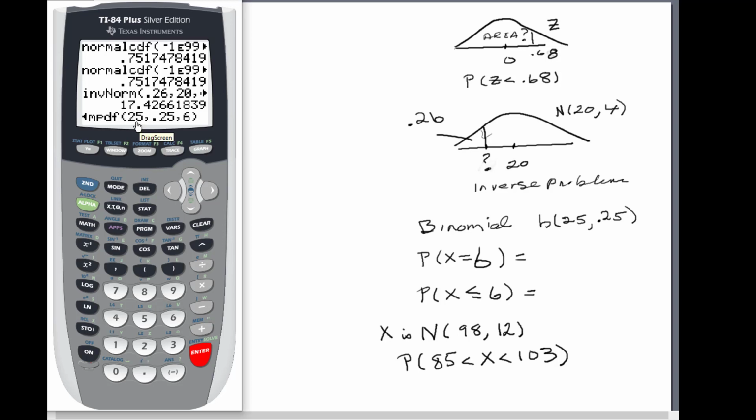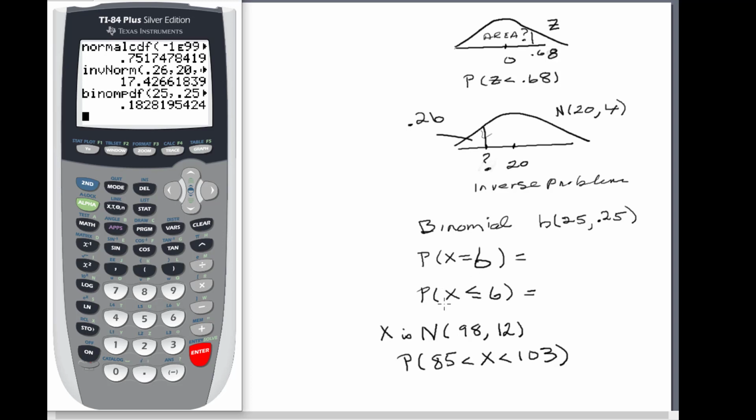Now what is expected and what's the order? Well, the number of repeated trials, the probability of success, and the number of successes that we're looking for in this problem. And let's press enter. And it tells me that there's an 18% probability that the number correct will be exactly 6.